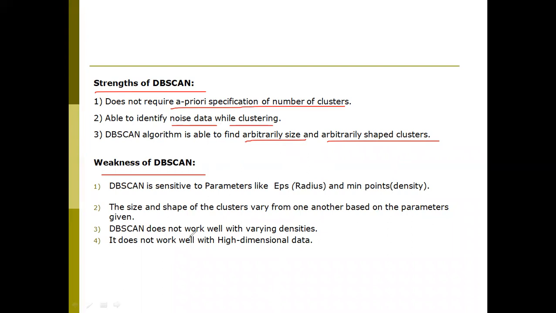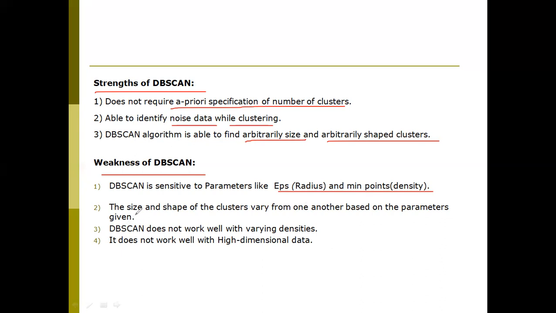Okay. And coming to weaknesses, DBSCAN is very sensitive to parameters like radius and minimum points. Without these two, we can't make the clusters here, right? So these two are the sensitive parameters in DBSCAN. That is one of the weaknesses.